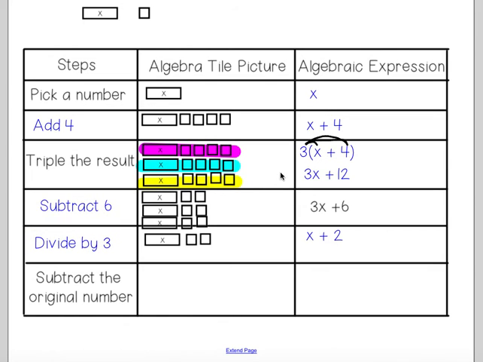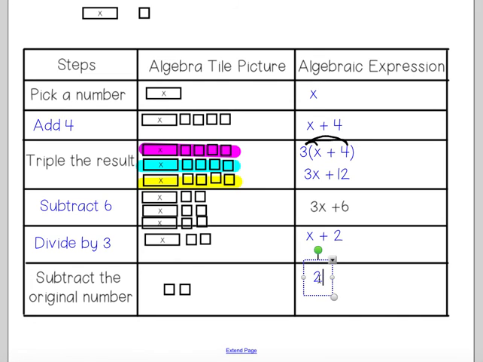Okay. Now, our last step tells us what the step is, which is subtract our original number. When we go back to the top, we had pick a number, and that number was x. So we're taking away our original number. If we take away x from our x plus 2, all we are left with is 2. So our algebraic expression for this one is just 2.